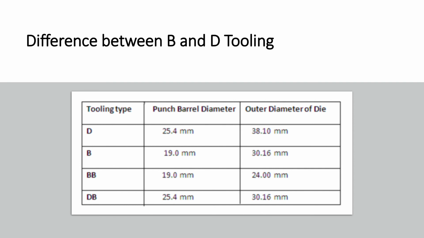Then followed by the D. D has the largest diameter both in terms of the barrel diameter and the outer die diameter. If you see the barrel diameter, it is highest at 25.4 millimeter, and the diameter of the die is 38.10, highest among all of them. So the largest tablet will be produced using the D tooling, and the smallest tablet using the BB tooling. B and DB produce tablets of average size.